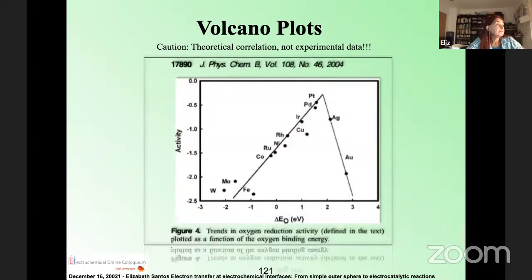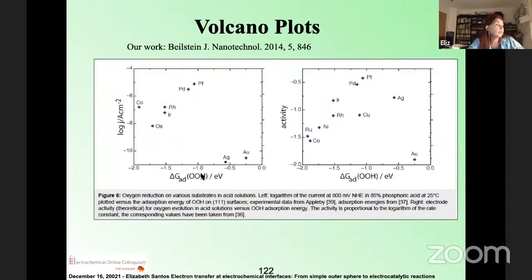This is the case for oxygen reduction. This is the activity plotted as a function of the oxygen binding energy to the different metals. But actually, it is not oxygen, not the intermediate. We have to calculate with the real intermediate, which in this case for the reaction is this one. And then this volcano shape disappears.